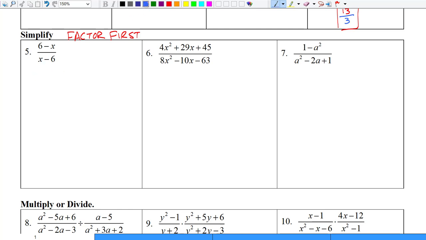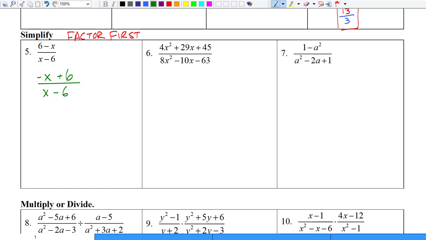Now the first one seems very simple, but there is a little trick to this one. And the trick is that the 6 minus x is in the wrong order compared to x minus 6. You see on the bottom we have x's in the front and the top we have a number in the front? So what I'm going to do is take one step to put the negative x in front and the positive 6 in back.